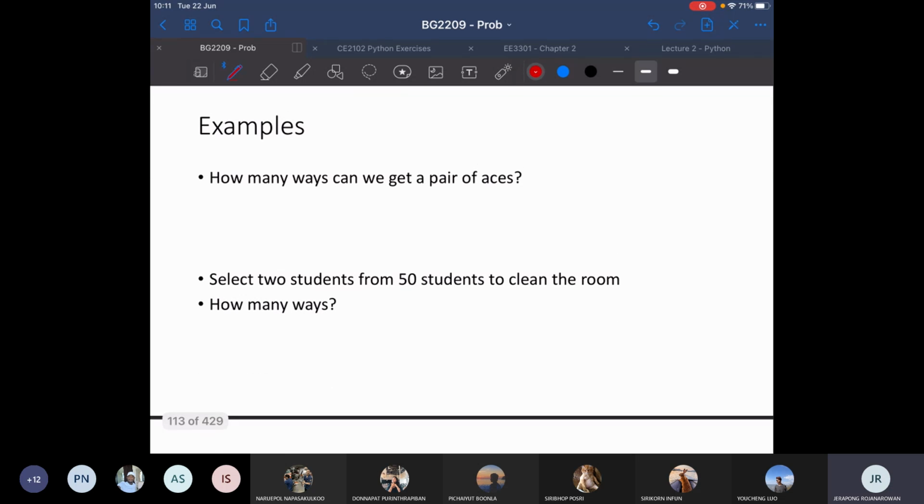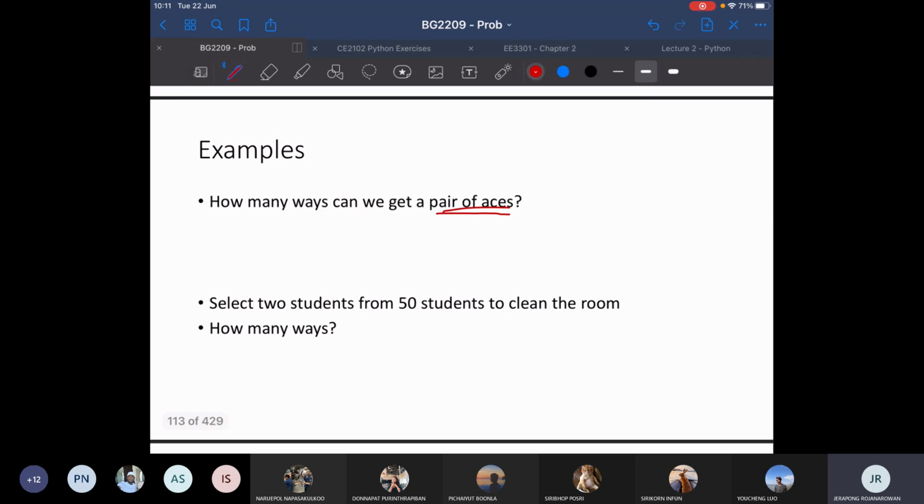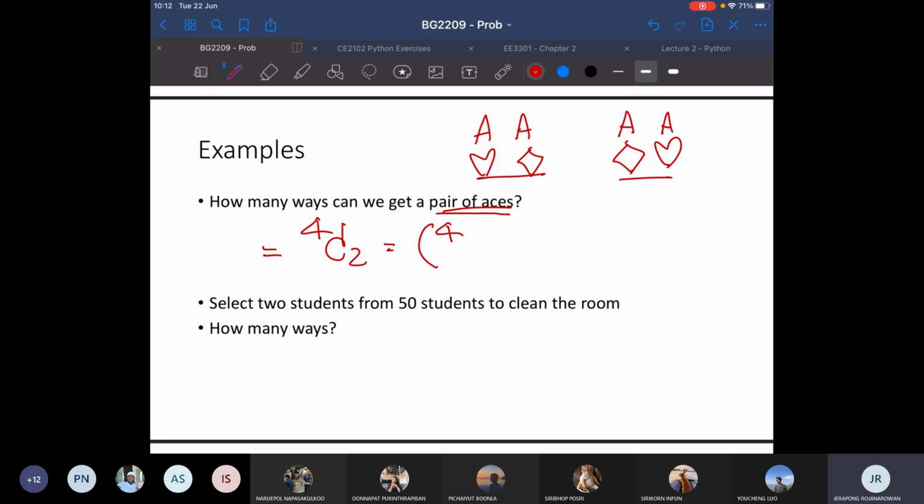How many ways can we choose a pair of aces? This is when the order is not important. If you have the ace of hearts and the ace of diamonds, or the ace of diamonds and the ace of hearts, in this case they are the same because the order is not important. So we know we have to use nCr: 4C2, or I prefer to write it as 4 choose 2 like this.